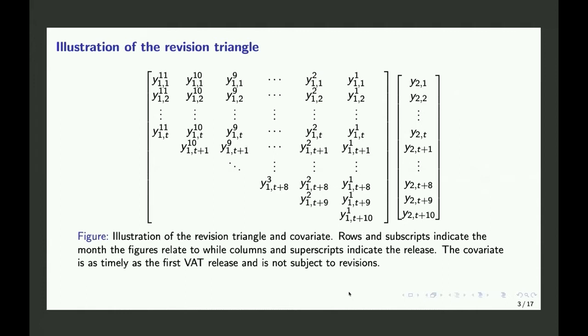So Y1 is the VAT data. And so this is the revision triangle. As we go to the left, the data gets more mature. So it's also missing. And then we also use a covariate.